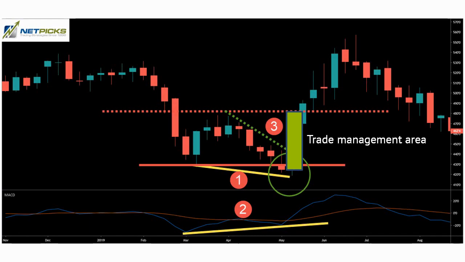Now, the big plus to this trade is that you do get in at a price level that's favorable before it tests resistance, which will allow you to do some trade management. And if price breaks out and runs, you're going to make some quick profits.